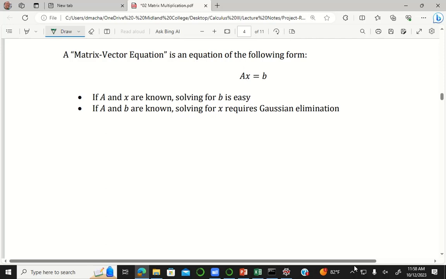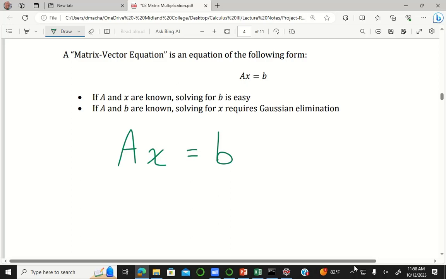Okay, so what a matrix vector equation is then is you've got some matrix A times some vector X, and that is equal to some vector B, right? So matrices are going to be capital letters, vectors are going to be lowercase letters in my notes. If you happen to know A and X, then to solve for B in this equation, you just have to do matrix vector multiplication to find your B vector. B is just your product vector from matrix vector multiplication.